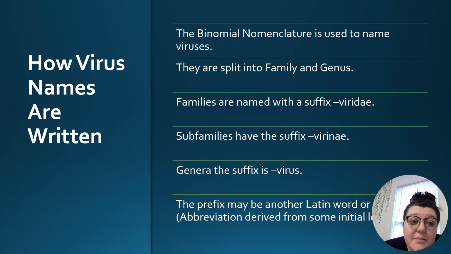When it comes to giving viruses names, they go by binomial nomenclature. With this, they are split into family and genus. The families are named with the suffix viridae, while the subfamilies have the suffix virinae. For genera, the suffix is virus. So the prefix may be another Latin word or a sigla, which is an abbreviation derived from some initial letters.